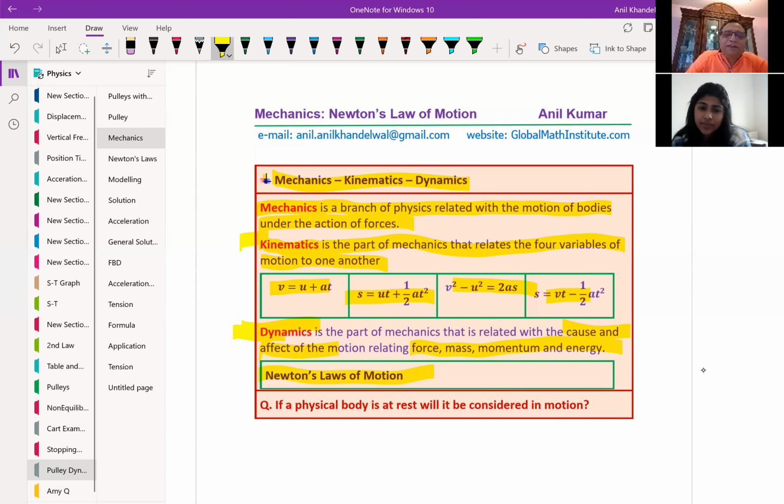Once again, can you read this question and answer? If a physical body is at rest, will it be considered in motion? Yes. This is what you were saying: displacement can be positive, negative, or even zero. When something is at rest, the displacement is zero, and therefore it is still considered a part of motion. Correct, that is the answer.